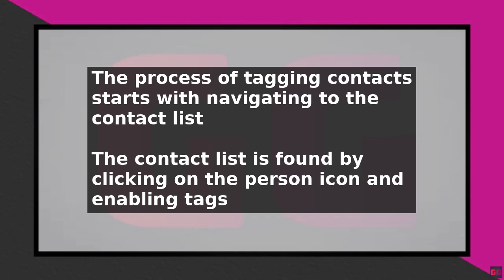Next, choose the contacts you want to tag by checking the boxes next to their names. It is generally more effective to select specific contacts rather than tagging all of them. For example, you might want to tag pre-approved customers, high-value leads, or referrals.